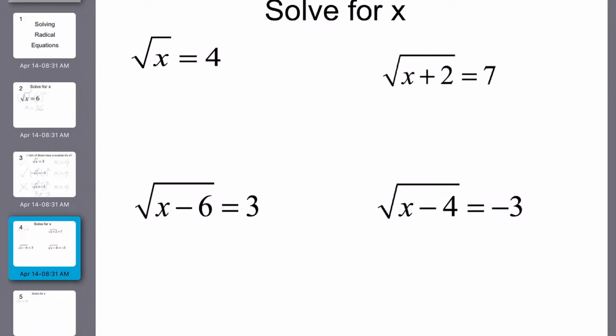So looking at this screen here and these four problems, I want you to go ahead and solve all four of these problems for x, and go ahead and pause the video and come back to me when you're done.